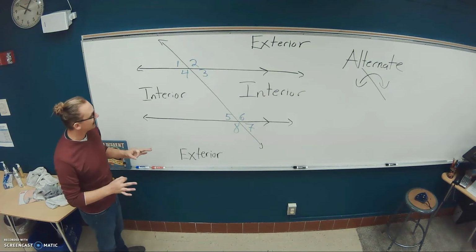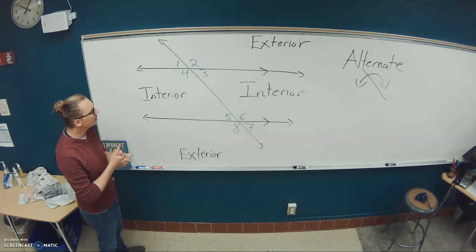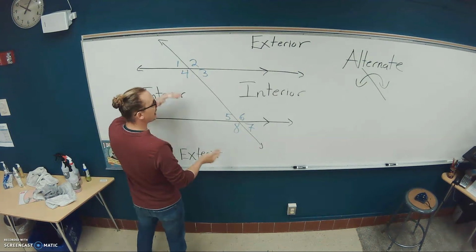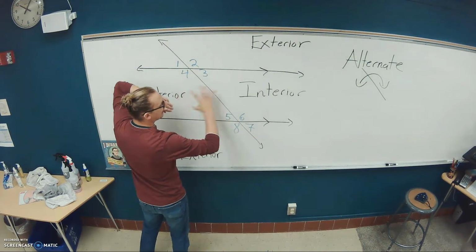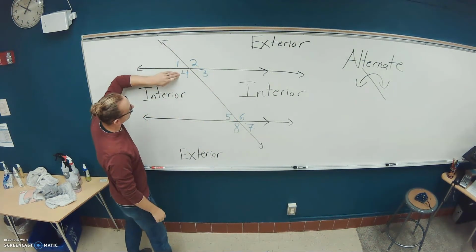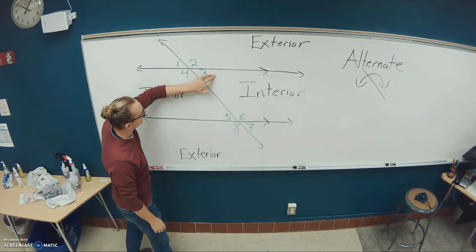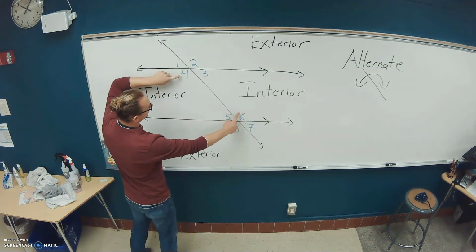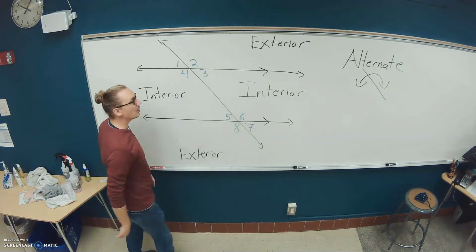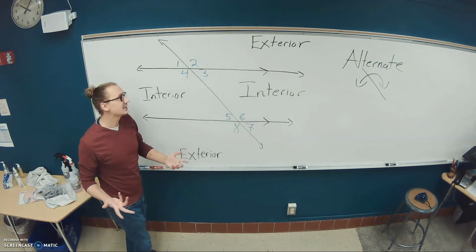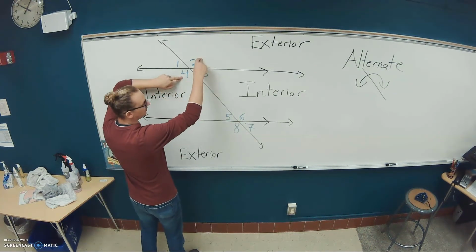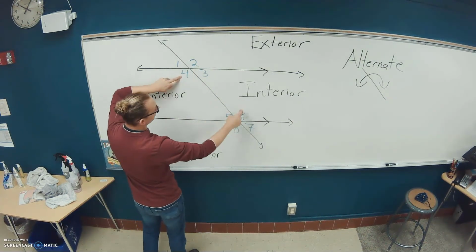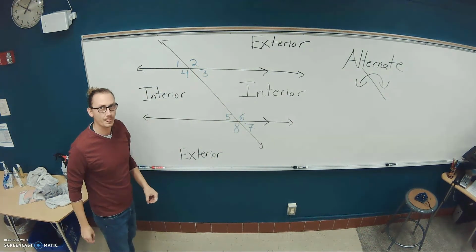So that's alternate exterior. We also have alternate interior. Alternate interior would be now on the inside, but opposite sides. So 4 on the opposite side, but still on the interior, we're looking at 6 now. So 4 and 6, we will notice, are also congruent for basically the same reasons. 4 is congruent to 2, 2 is congruent to 6. Therefore, 4 must also be congruent to 6. Okay?